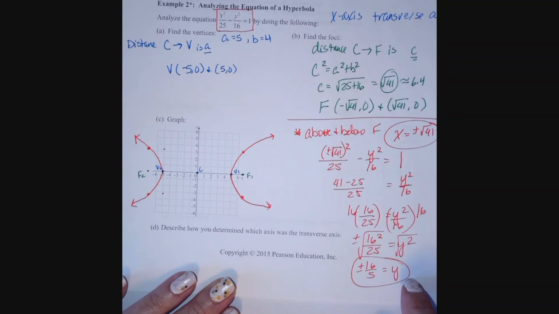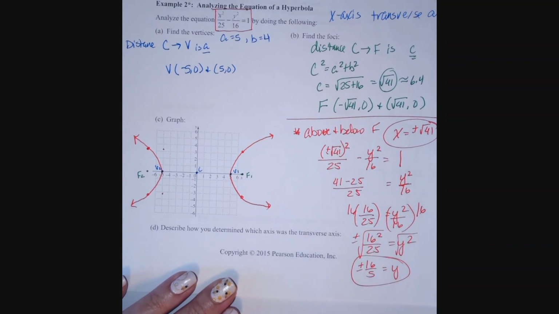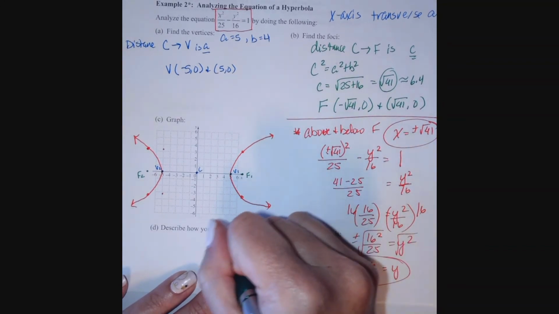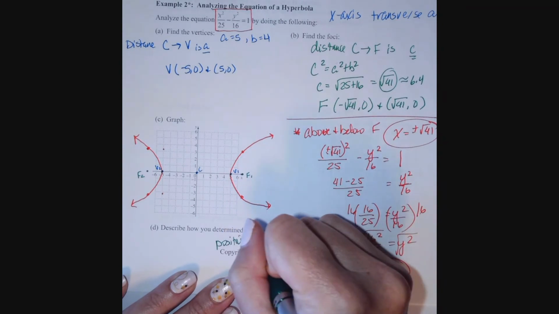Now, how did I know which axis was the transverse axis? It was the positive squared term.